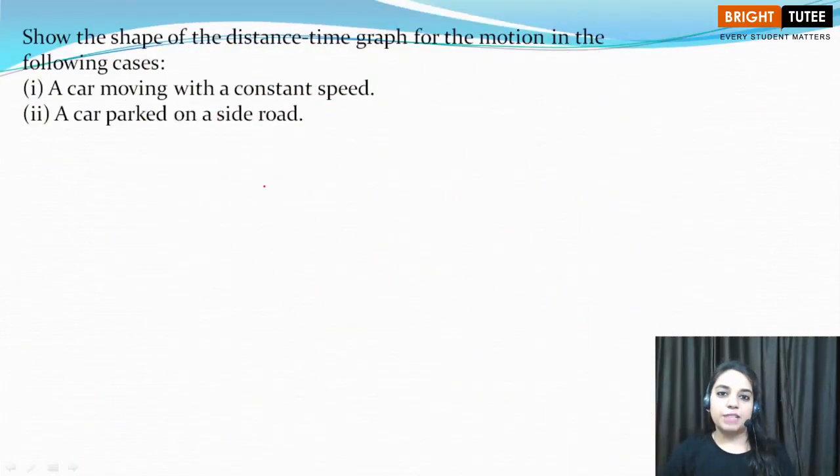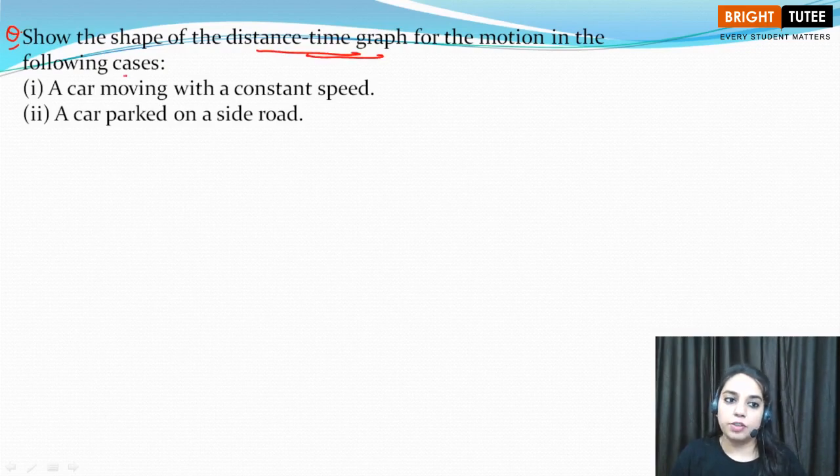Hello children, welcome to the session. In this session children, we are going to do some of the question and answers from the topic that we have covered. So children, first question is, show the shape of the distance time graph for the motion when a car is moving with a constant speed.